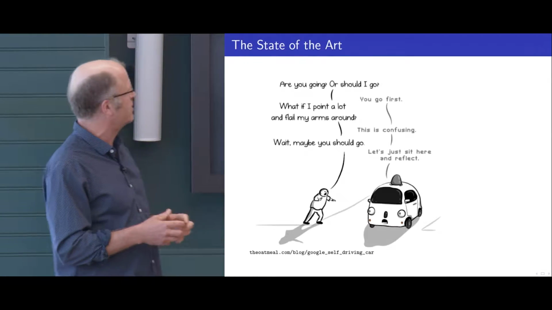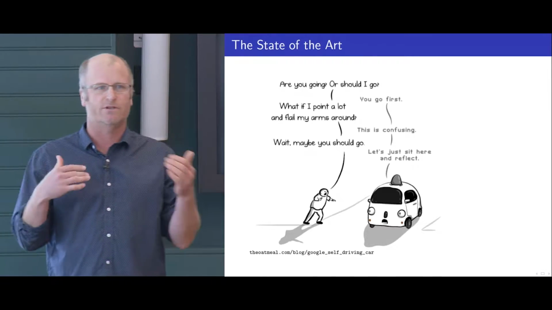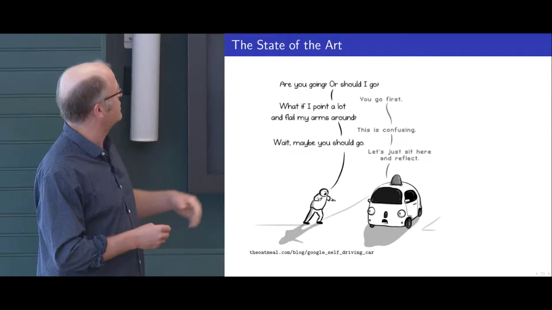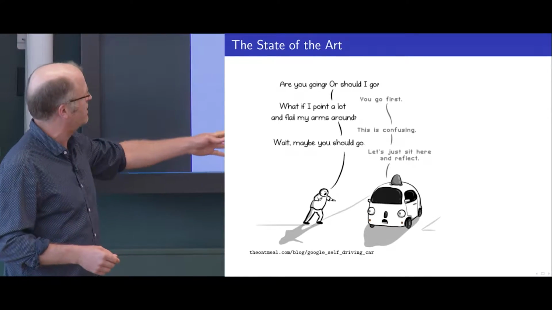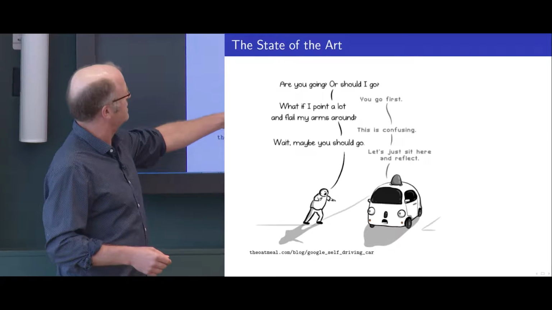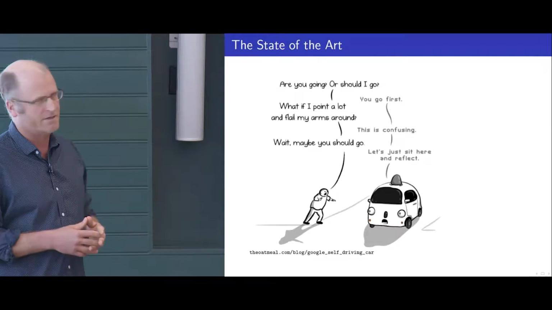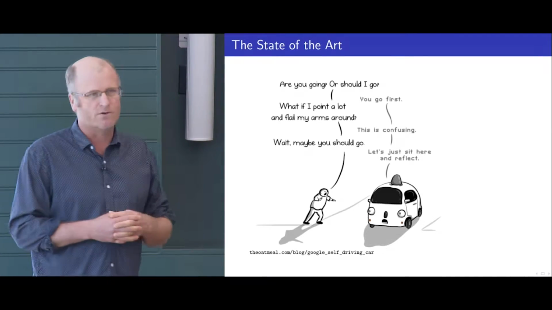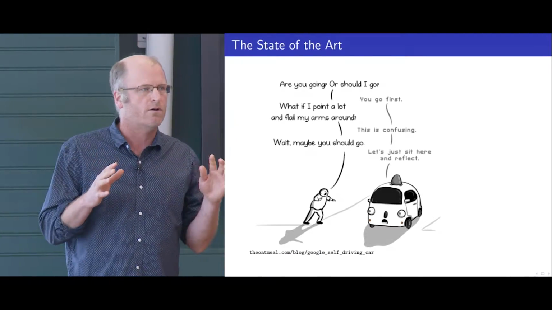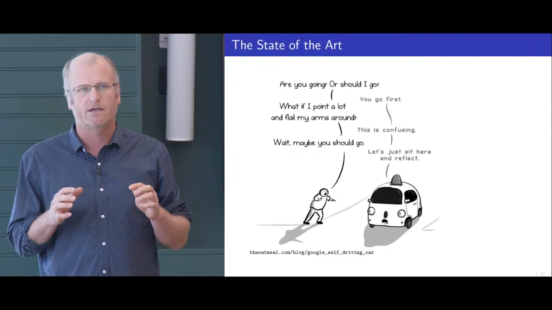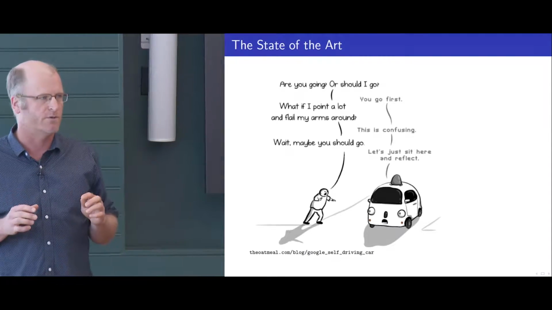So here's a Google car trying to negotiate passage through an intersection with a human, and the human's saying, are you going or should I go? And the car is saying, you go first. And the human's saying, what if I point a lot and flail my arms around? And the car is saying, this is confusing. So the Google car has no model of how a human works, and it has no way of dealing with this situation.